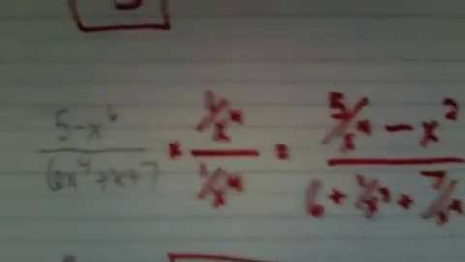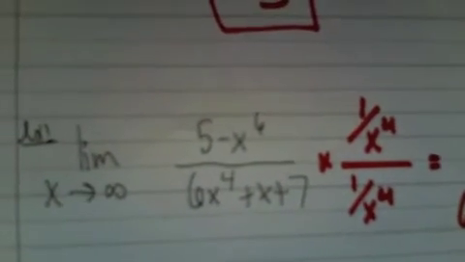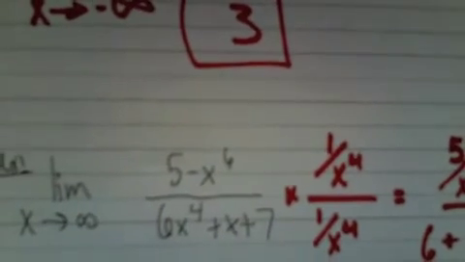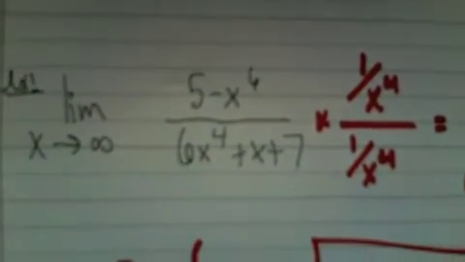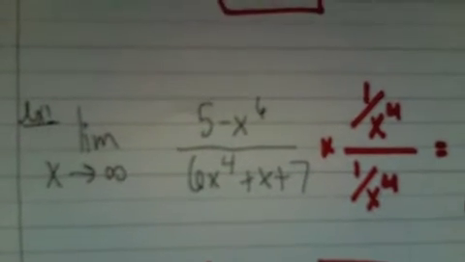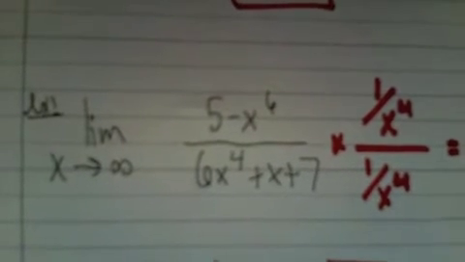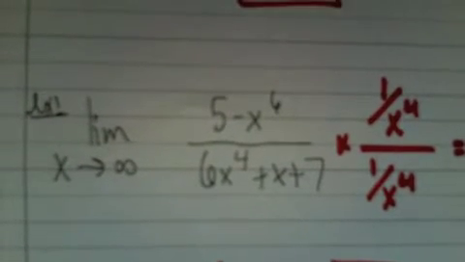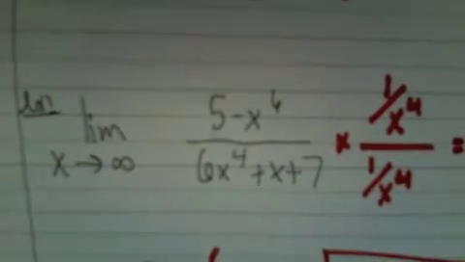The next one is a little bit different because you're going to take the limit as x is approaching infinity. You're going to have 5 minus x to the sixth and 6x to the fourth plus x plus 7. And this is just indicating that you have to cancel the x's on the bottom. If you have an x on the bottom that's not in the denominator of the denominator, then you're going to end up getting an infinity on the bottom, and we can't work with that.